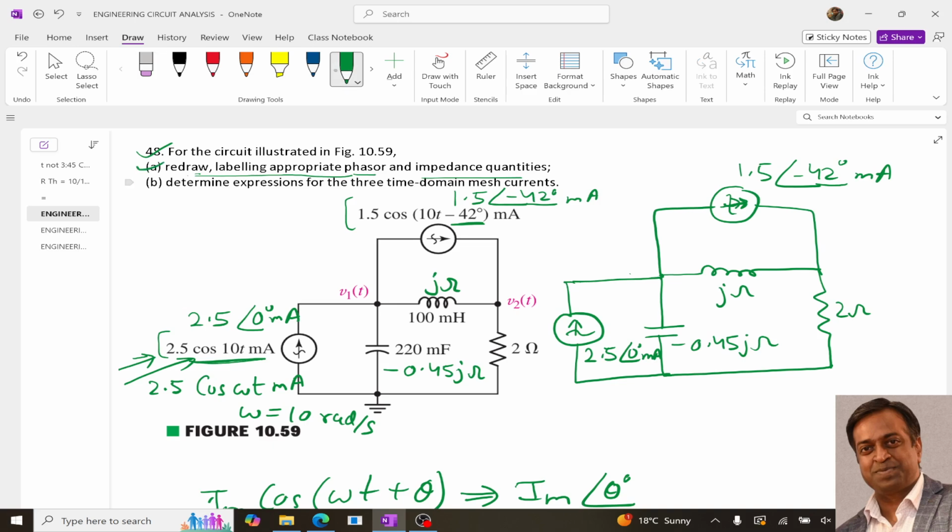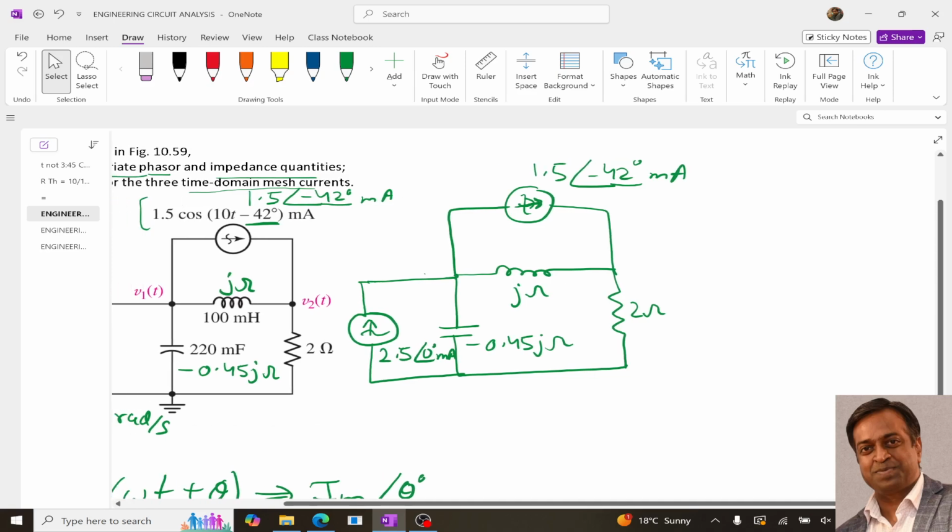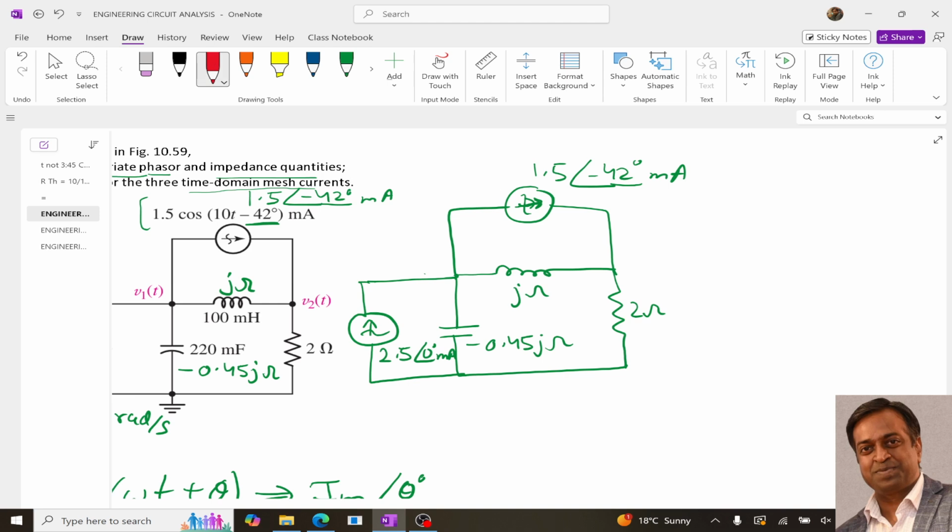Now in the second part it is mentioned to determine expressions for the three time domain mesh currents, which means we need to apply mesh analysis, and we just need to write the equations. As per the mesh theorem, simply we need to first identify the loops, and then we need to assume the mesh currents, and then we need to write the equations. So in this we have 3 loops, and let the mesh currents, loop currents, be I1, let this be I2, and let this be I3, right?